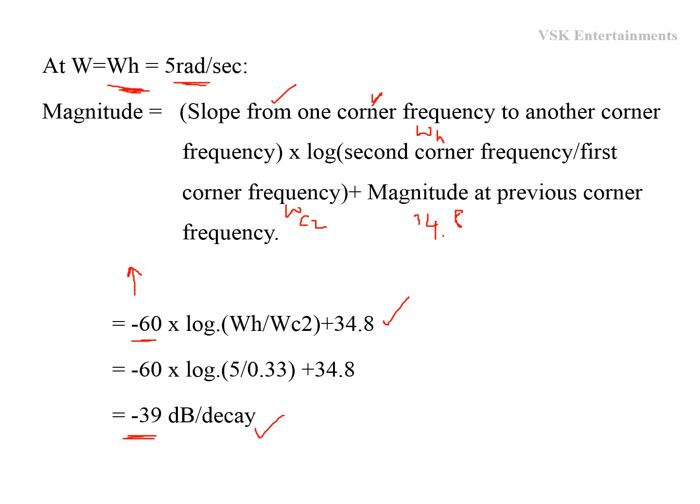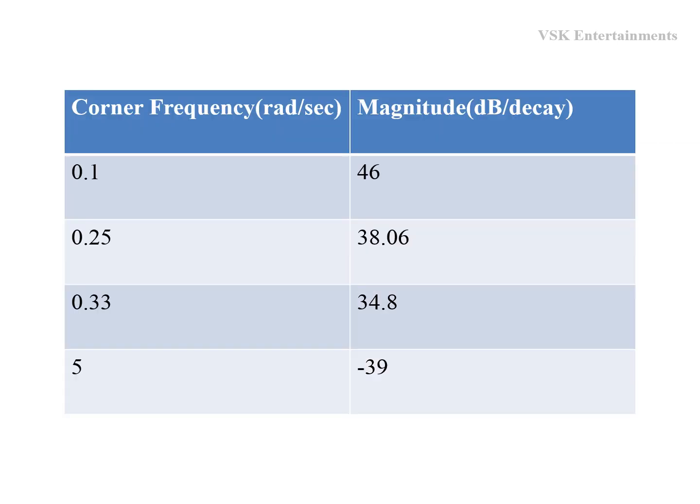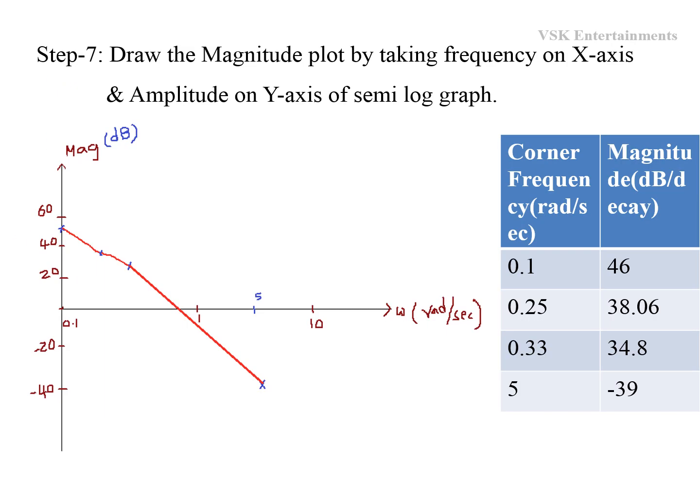This is the determination of magnitudes at each and every corner frequency. This is the table which represents the magnitudes at each and every corner frequency. After finding the magnitudes at each corner frequency, we have to draw the magnitude plot.